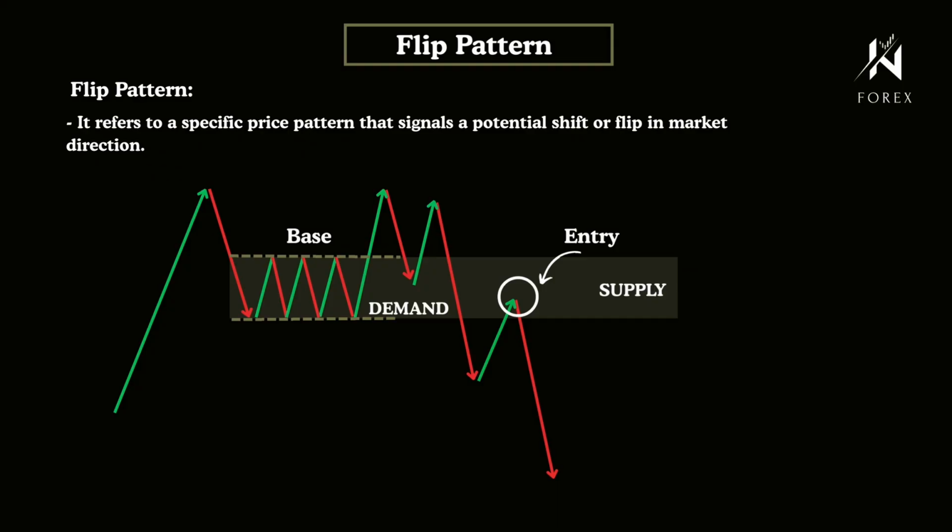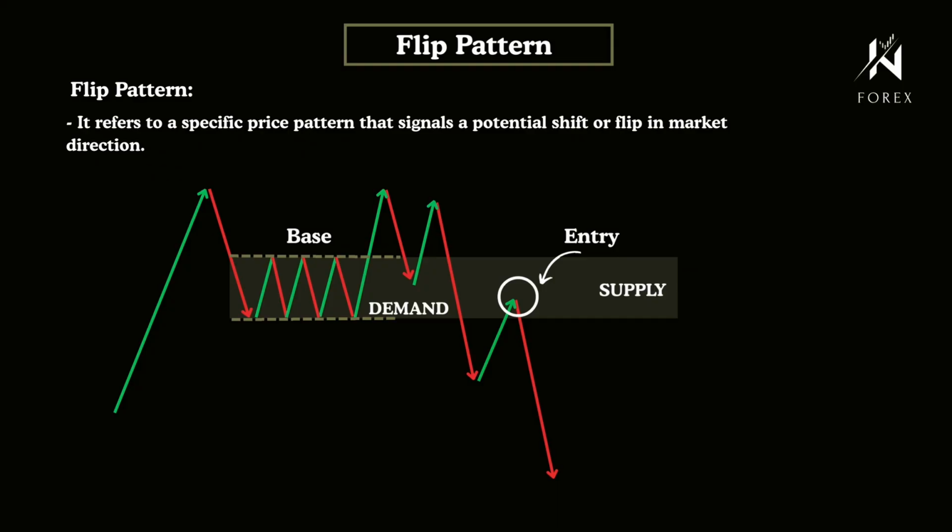1. Demand to supply flip. This pattern usually forms when the market is in an uptrend, printing a sequence of higher highs. Eventually, the price fails to form a new high and pulls back into the most recent demand zone. Initially, there might be a minor bullish reaction, but as selling pressure increases, price breaks below the demand zone. This signals a trend reversal from bullish to bearish.